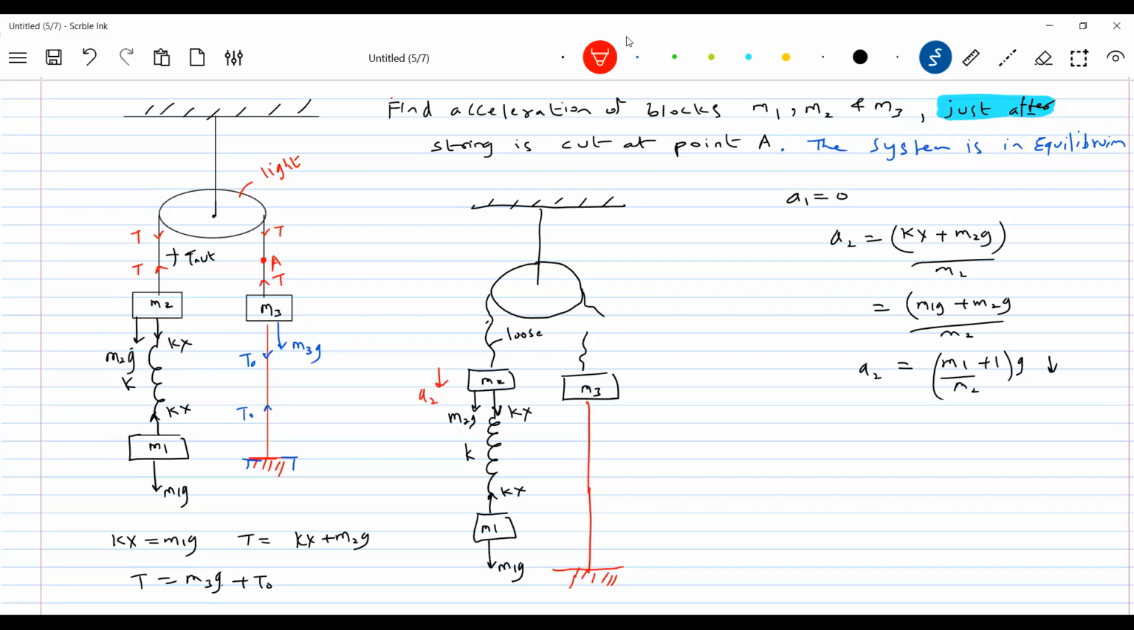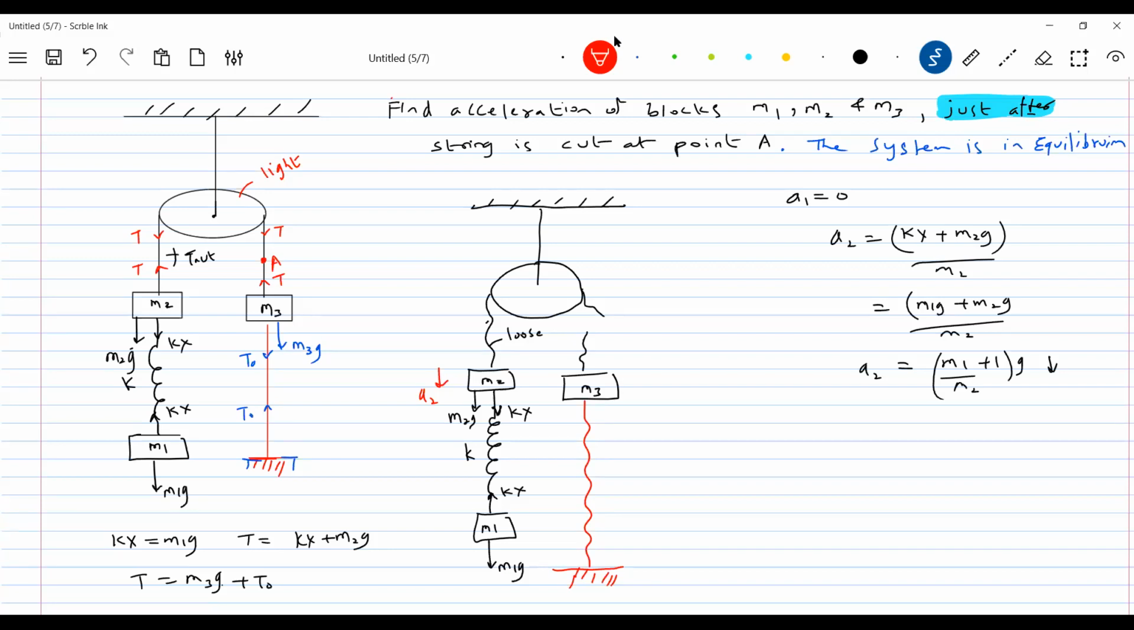What about M3? Anybody? G, sir. What about this tension T naught here? Sir, sudden change in tension is possible. A sudden change in spring force is not possible under the given circumstance. So this particular string, the moment you cut it, will also be like this because M3 starts moving. The tension, suddenly, what happened?